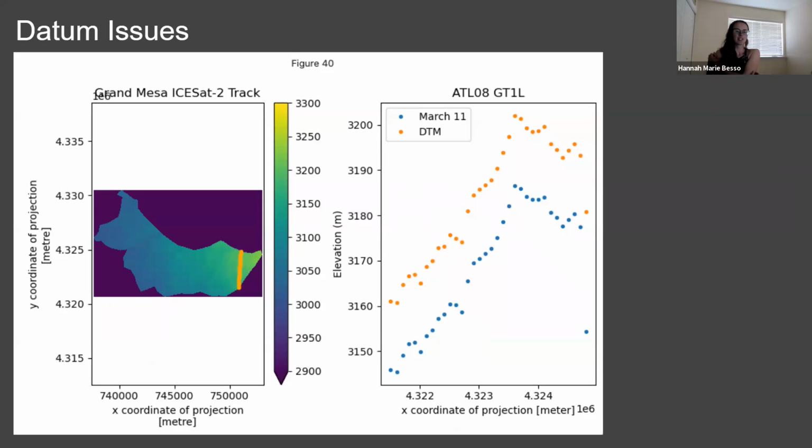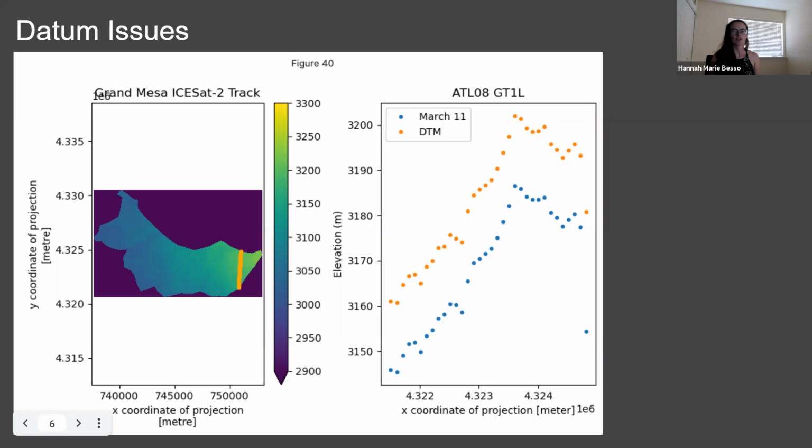So like I mentioned, unfortunately, there weren't that many midwinter tracks for ICESat-2 that overlapped the Grand Mesa study area. But we were able to identify one that was taken within a reasonable time of the ground campaign. So the ICESat-2 data we were working with was from March 11th.